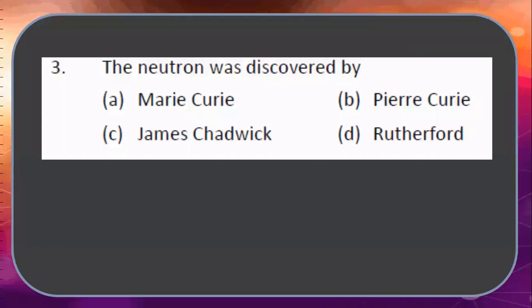The neutron was discovered by James Chadwick. Proton was discovered by Rutherford, and electron was discovered by J.J. Thomson, and this neutron was discovered by James Chadwick.